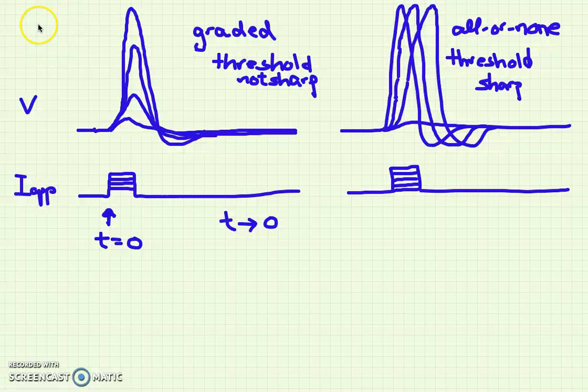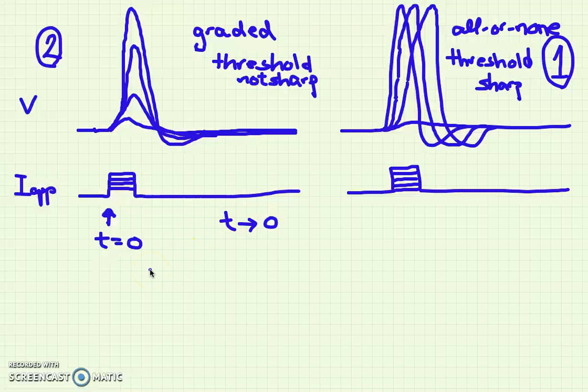Hodgkin and Huxley referred to the all or none type of response as type 1. Okay, this is sort of an arbitrary notation, but this is the type 1 response, and the graded type of response is referred to as type 2.